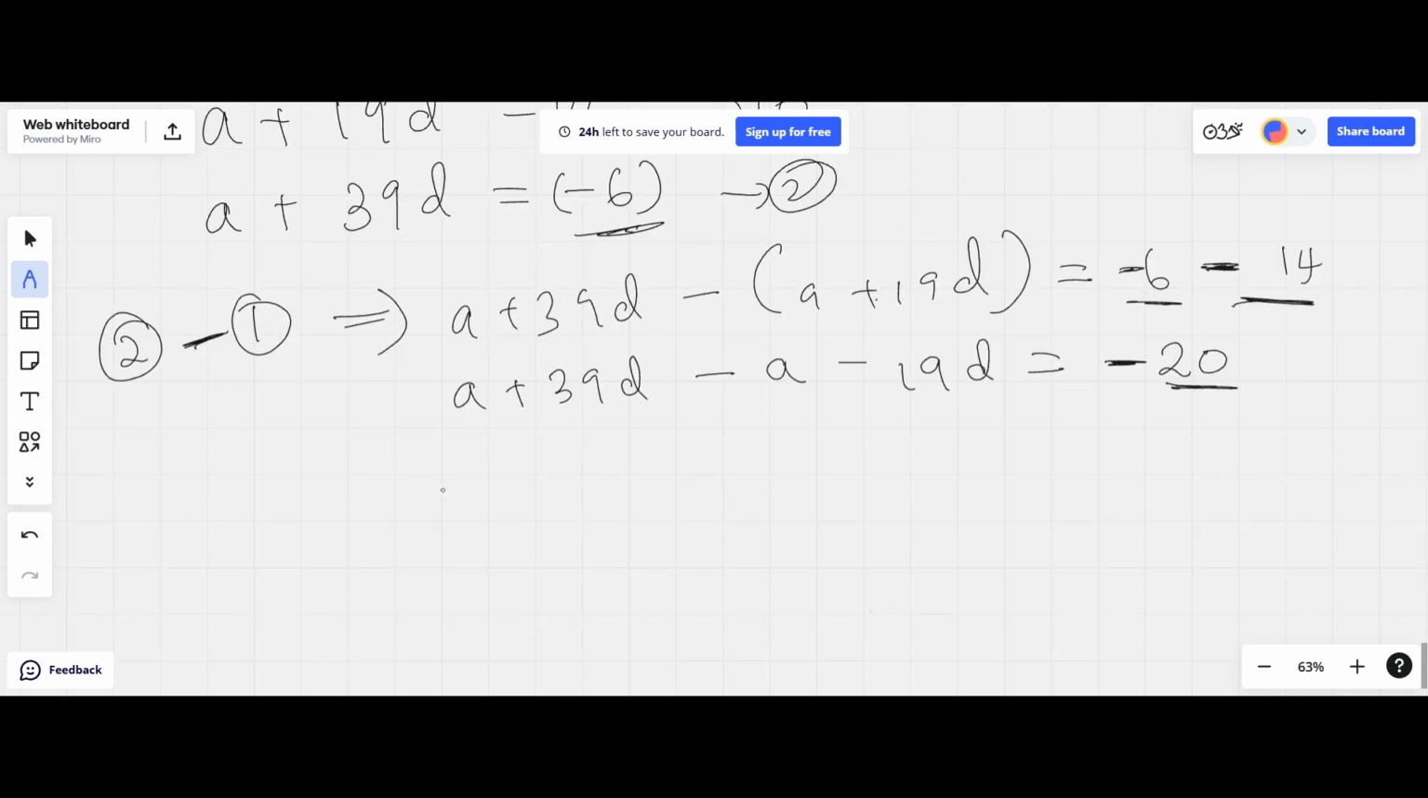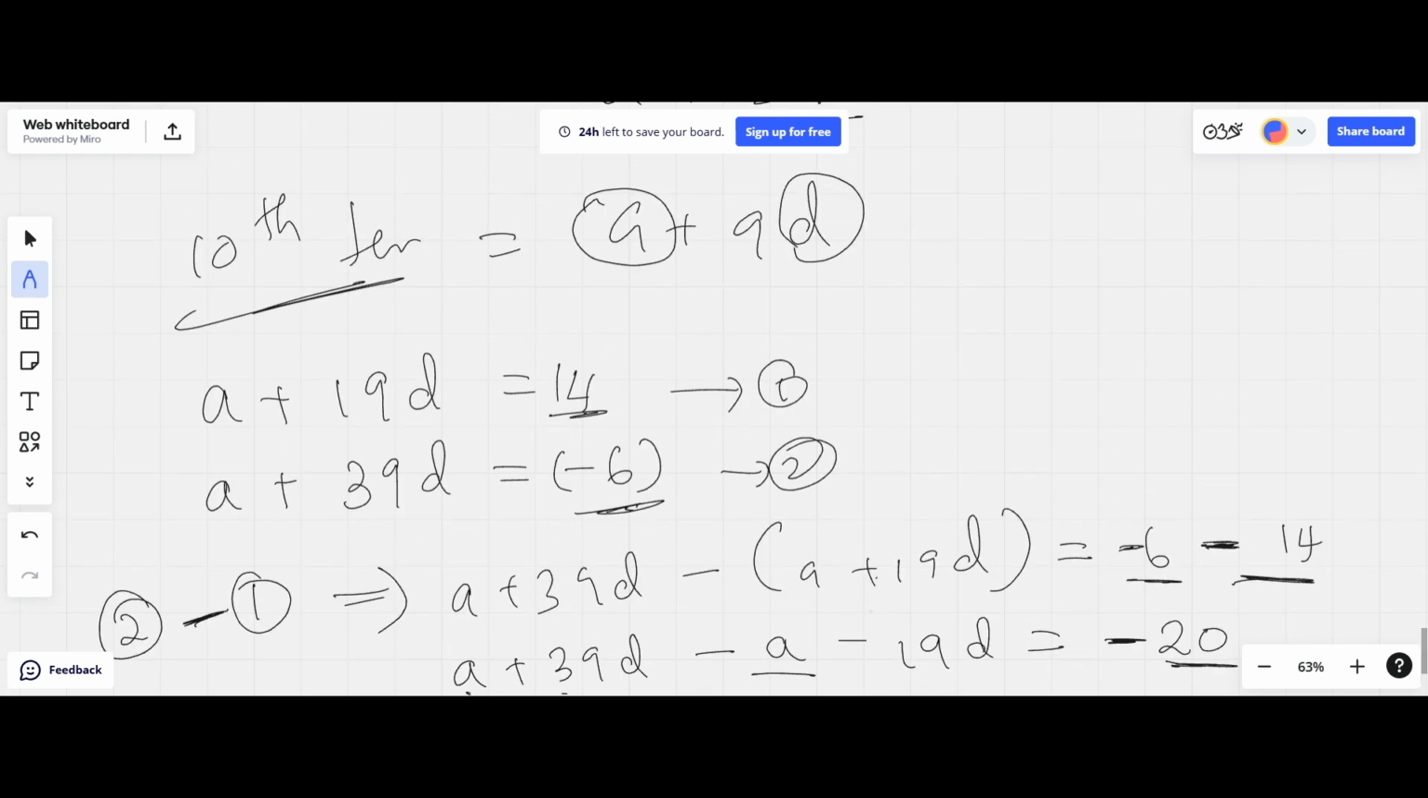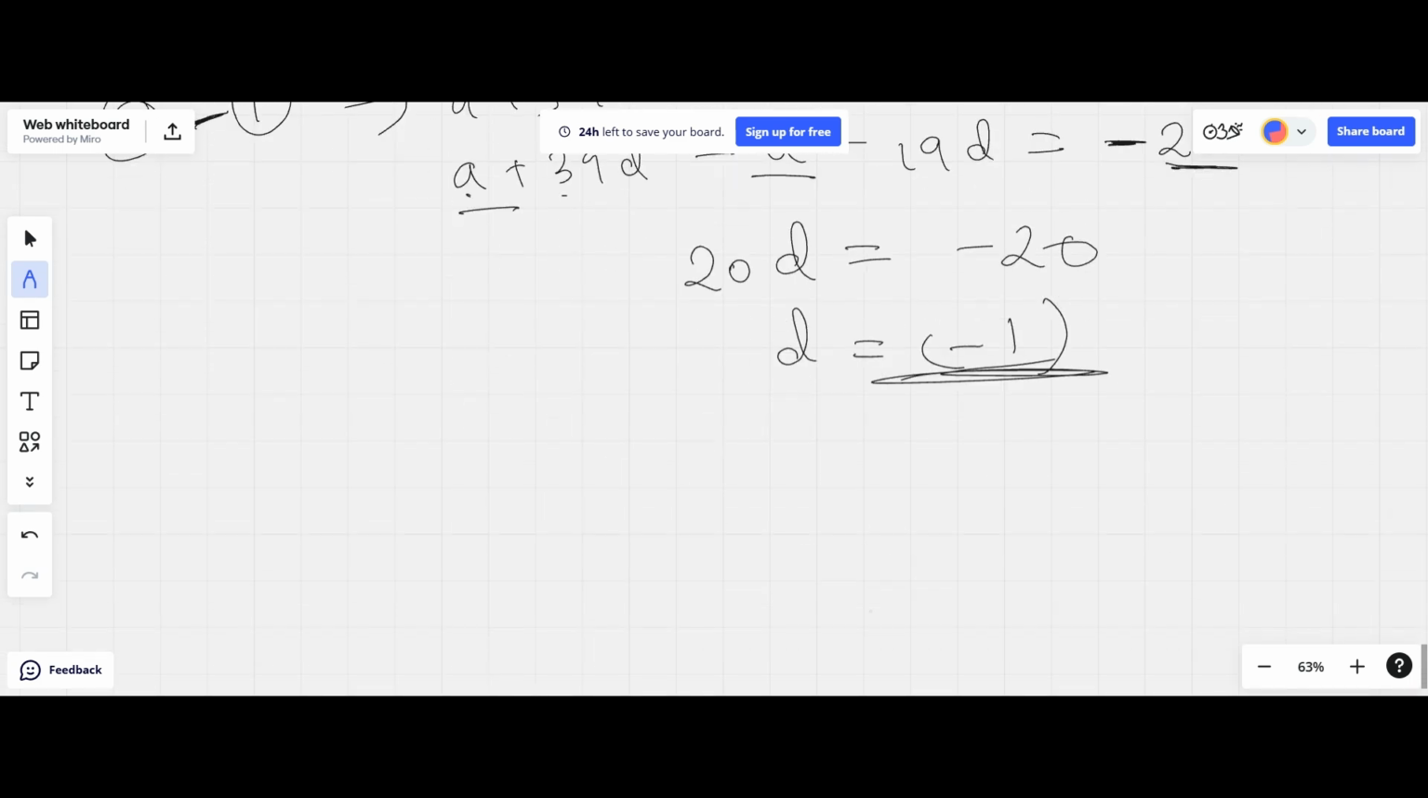So A minus A is 0. 39D minus 19D would be 20D, which is equal to minus 20. So D would be minus 1. So the difference would be minus 1.